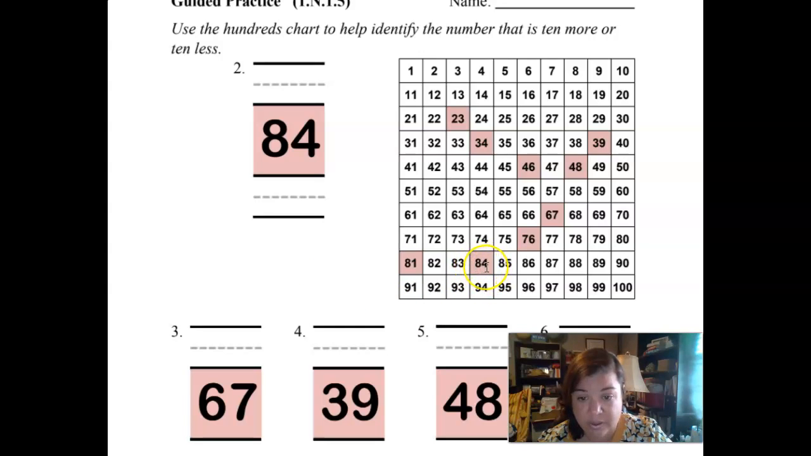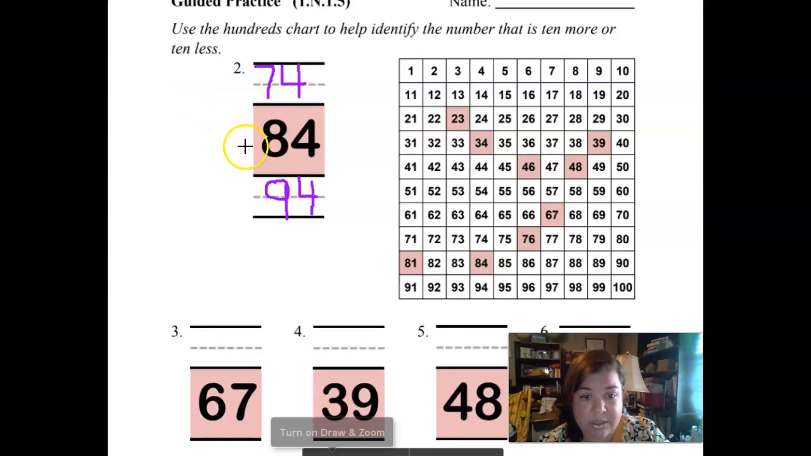It's 84. So if we want 10 less, do we need to go up or down? Yeah, we need to go up because the number's smaller. So 10 less is, what number is that? 74. Good. Now if we want 10 more, up or down? Down here, because the numbers get bigger as we go down. So 10 more is 94. Good. We write it just like that.